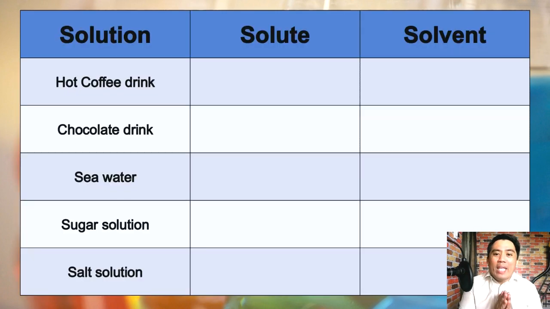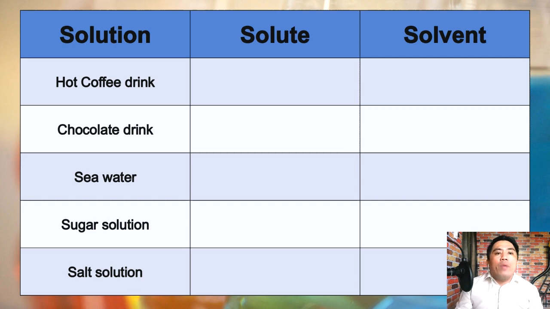Okay, so naiintindihan na ba kung ano yung tinatawag nating solution? Pag sinabi nating solution, a homogeneous mixture of 2 or more substances mixed together, which yung isa ay tinutunaw yung isa. Yun ang tinatawag nating solution. Homogeneous mixture siya. Yung isa, pantunaw. Yung isa, tinutunaw. And what are the 2 parts of a solution? We have solute and solvent. Pag sinabing solute, ito yung tinutunaw. Yung solvent ay pantunaw.